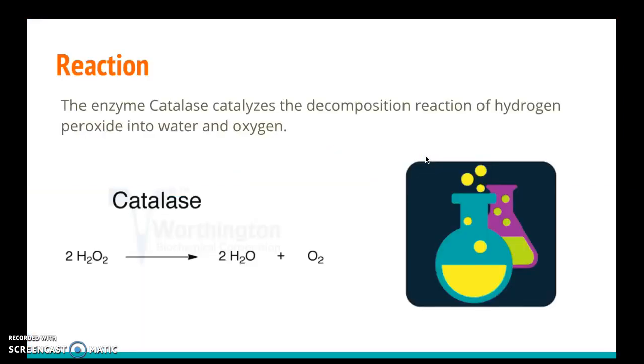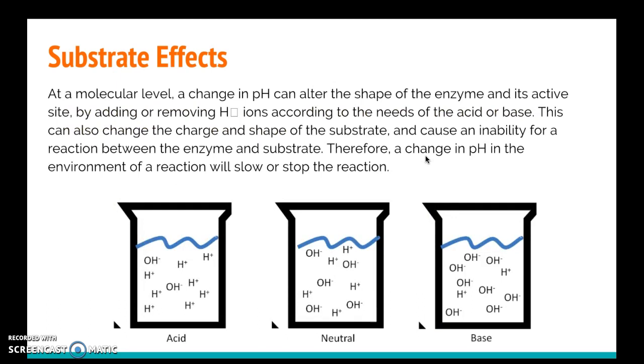Discussion. This is the reaction. The enzyme catalase catalyzes the decomposition reaction of hydrogen peroxide into water and oxygen. Substrate effects. At a molecular level, a change in pH can alter the shape of the enzyme and its active site by adding or removing H ions, according to the needs of the acid or base. This can also change the charge and shape of the substrate and cause an inability for a reaction between enzyme and substrate. Therefore, a change in pH in the environment of a reaction will slow or stop the reaction.